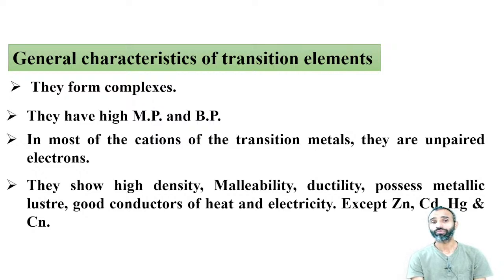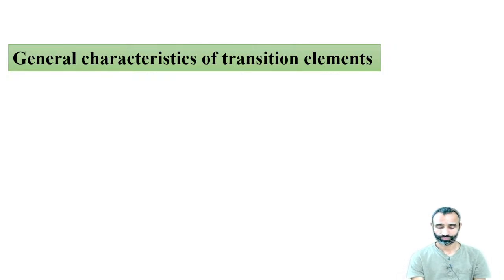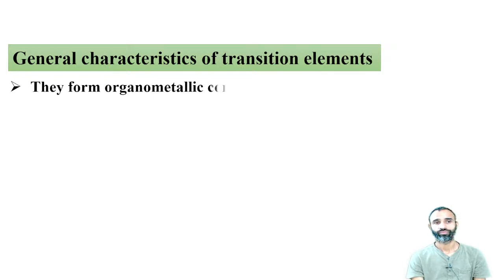Why except zinc, cadmium, mercury and copernicium? Very good, because they have no unpaired electrons as such. They form organometallic compounds.